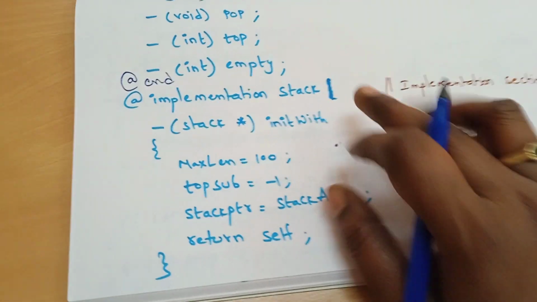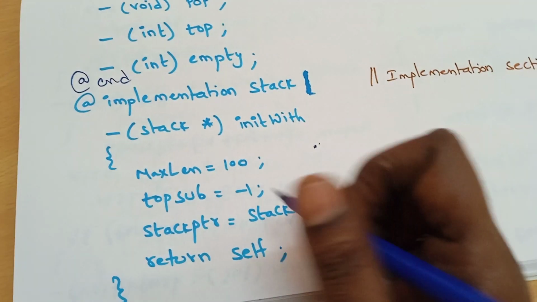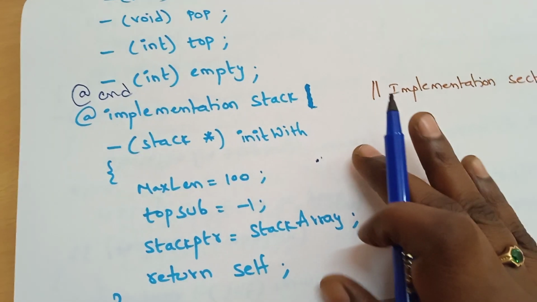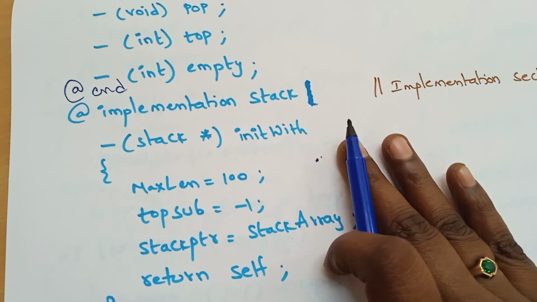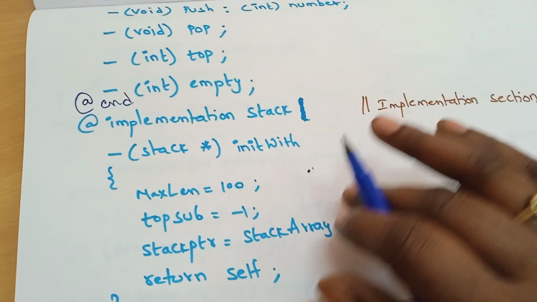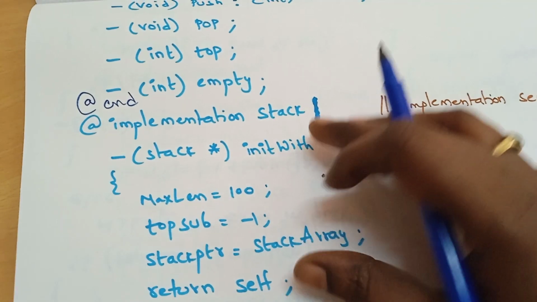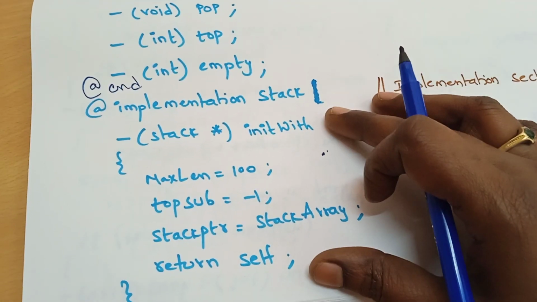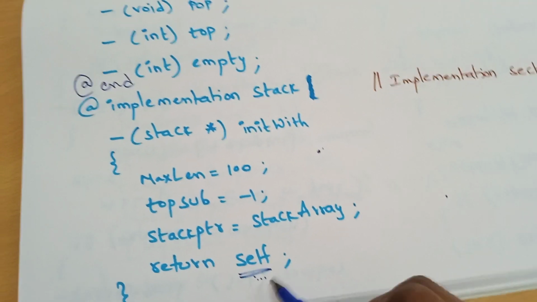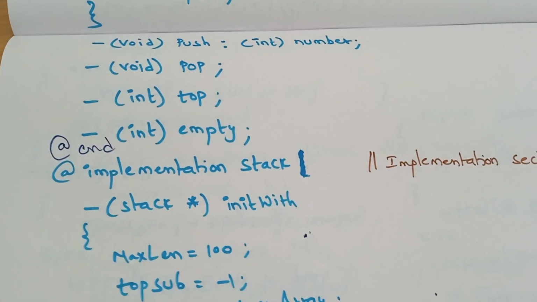Right, now we implement the code. So implementation is what? We are taking minus, Stack star, initWith. This is actually a constructor, and how we take the constructor we were seeing in the syntactical unit in the previous video. Every constructor should return self. So this is your implementation of Stack.